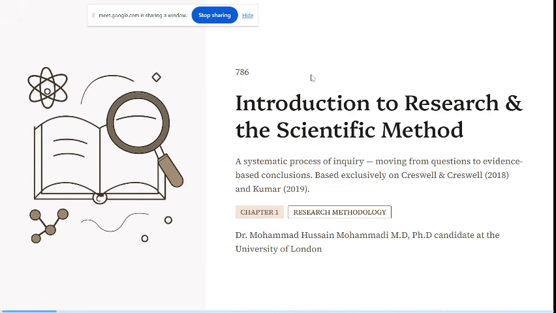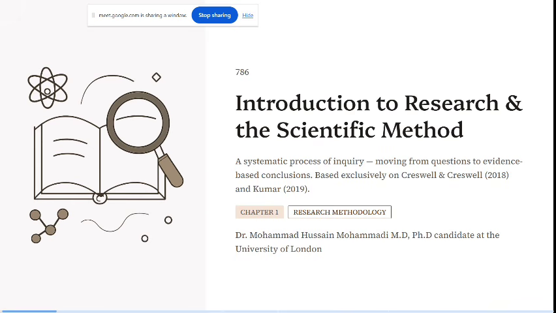Let's talk about today's session topic, which is Introduction to Research and the Scientific Method. So we're going to talk about research and its scientific methods. As you already studied some information regarding research before, I will review that once again for you, then come to scientific methods. Research is a systematic process of inquiry, moving from questions to evidence-based conclusions.